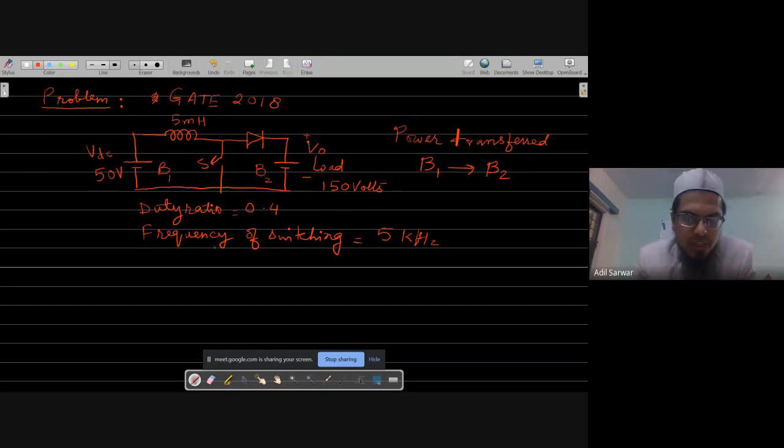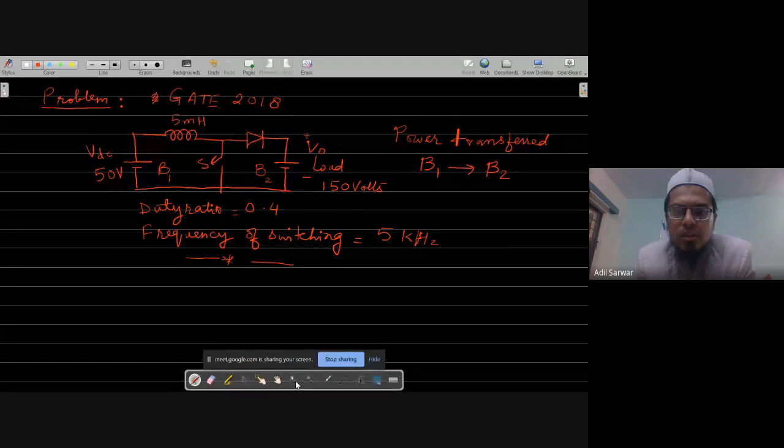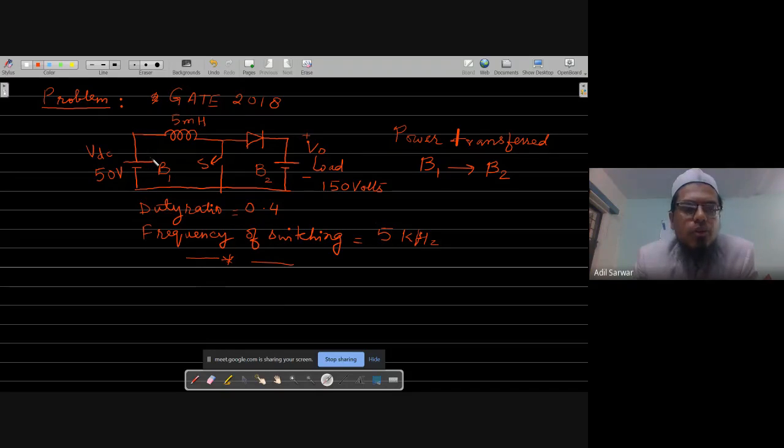So I hope the question is clear. So once again, quickly let me tell you what is the problem. This is a DC to DC boost converter with input connected to a 50-volt DC power supply, and output connected to a 150-volt battery. In between we have this inductor, switch and diode, which are the natural components of a DC to DC boost converter in this configuration. Also, it is mentioned that the duty ratio is 0.4 and the frequency of switching is 5 kilohertz. By frequency of switching, it is meant the frequency at which the switch is turned on and off.